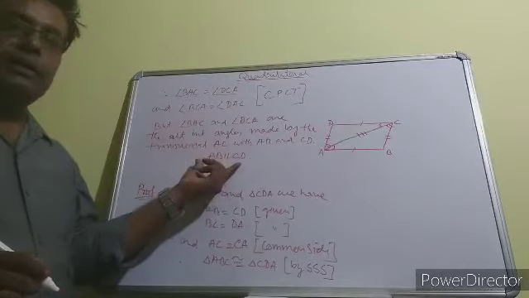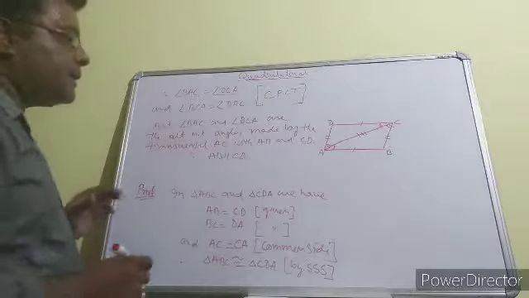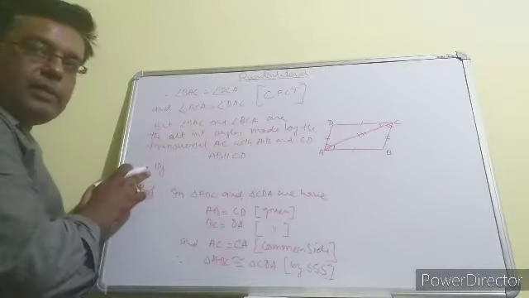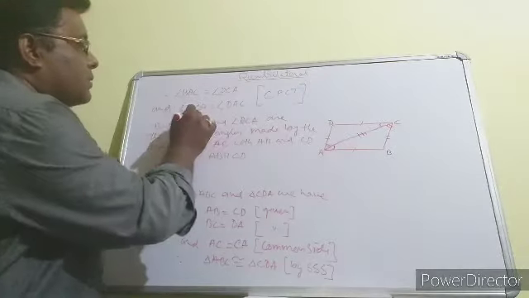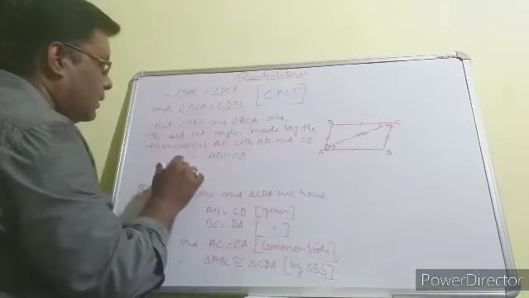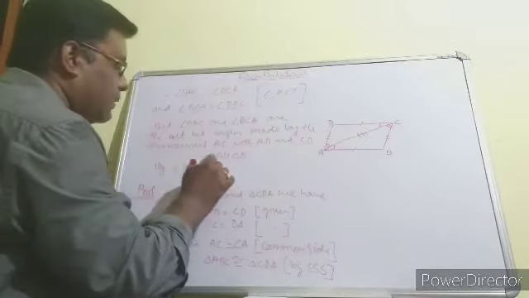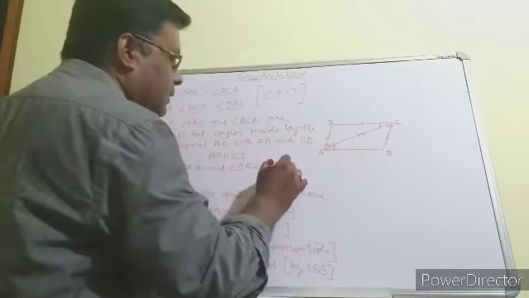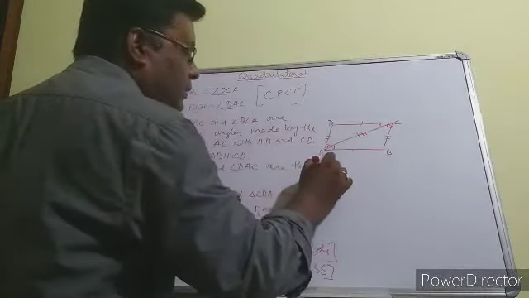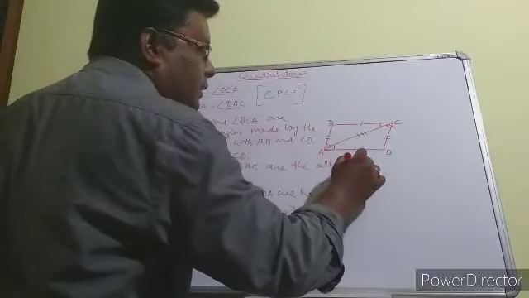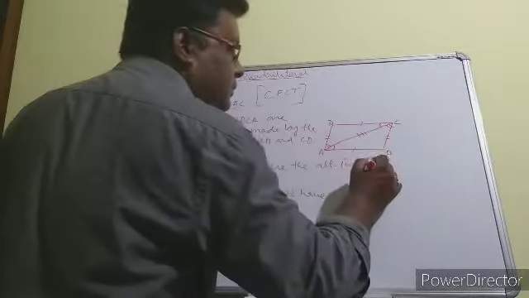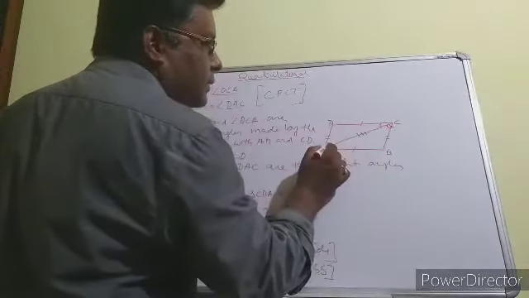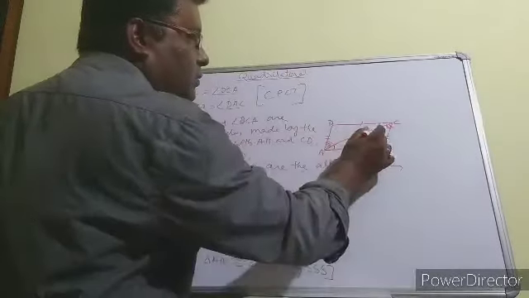So you get this. Next, similarly, these two angles, angle BCA and angle DAC, are the alternate interior angles. That is, this angle and this angle, these two angles.